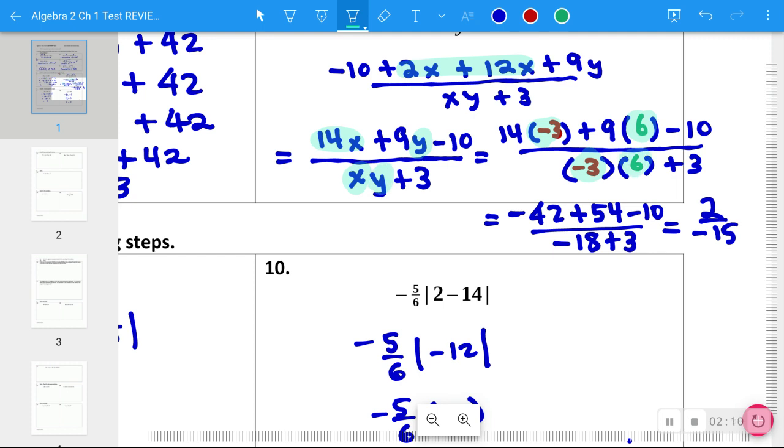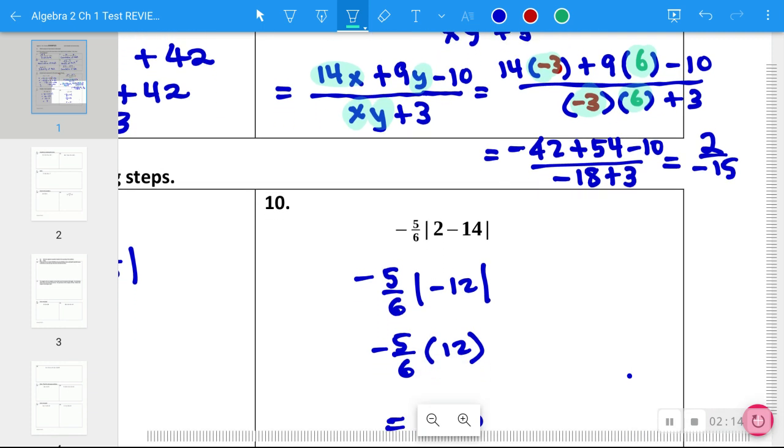And the rest is computational. Make sure you do multiplying before adding and subtracting. So 14 times -3 gives us -42. 9 times 6, 54. And then minus 10. When you put all those together, you get 2 for the numerator. Then on the bottom, you do the multiplying first. So -3 times 6 is -18, plus 3 is -15, and your answer is -2/15.